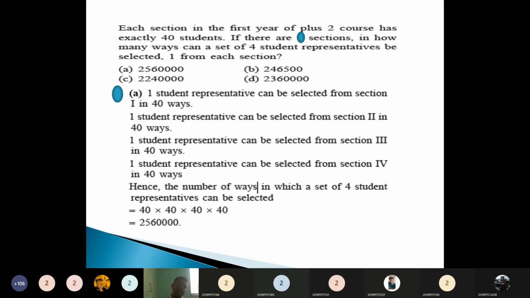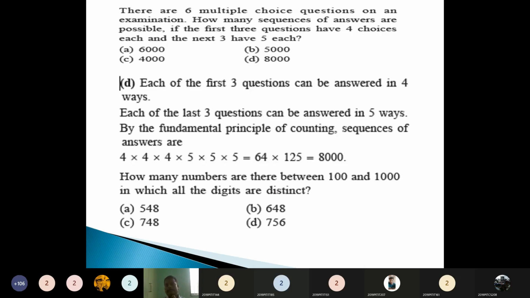Sometimes they will add tricks for understanding. Step by step, we'll move on. There are 6 multiple choice questions on an examination. How many sequences of answers are possible if the first 3 questions have 4 choices each, and the next 3 have 5 each?